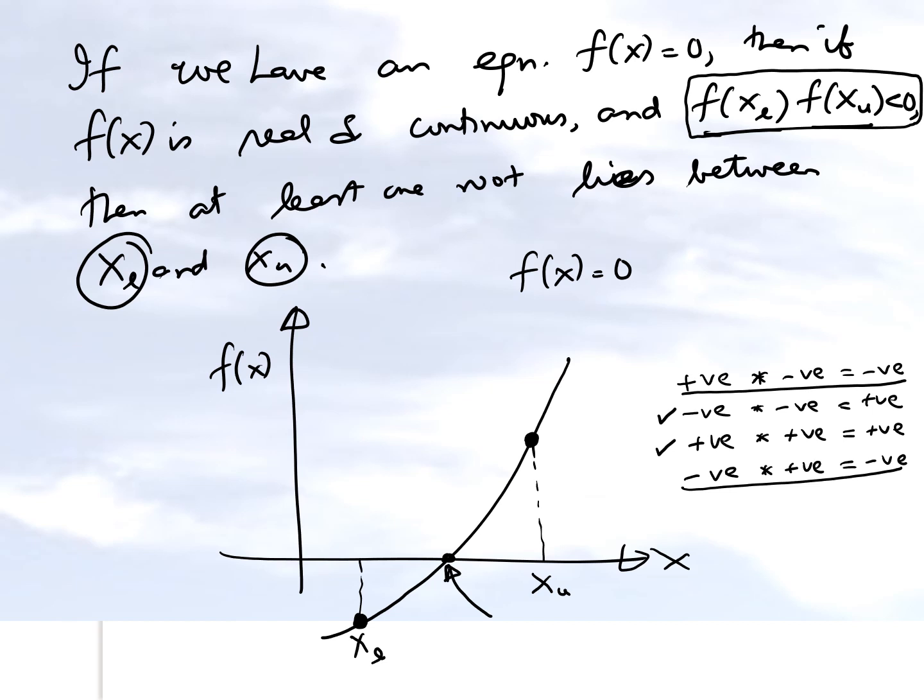So we can only talk about that when the function is changing sign, which is given by this product here, that the product of the two function values will be less than 0. Then we can guarantee that there is at least one root which lies between xl and xu, provided of course that this function right here is real and is continuous.